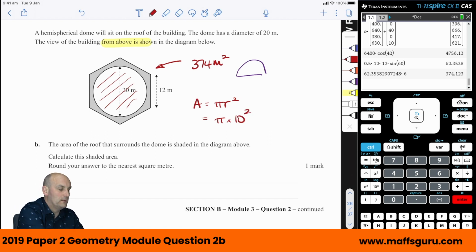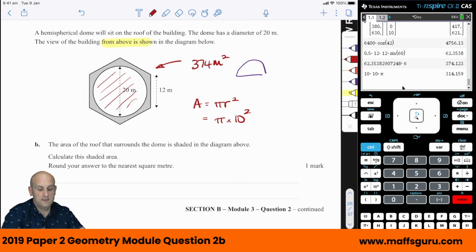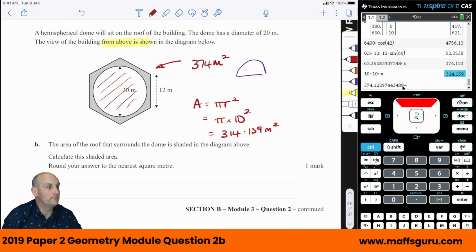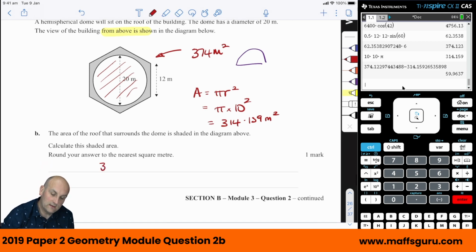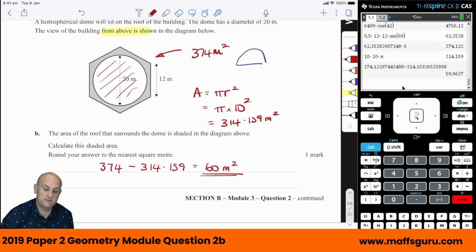So if I do 10 times 10 times pi, that gives me 314.159 square meters. That's the area of the circle. We're now going to take that away from 374, so I'm going to subtract that from that one there. That gives me 60 square meters. I don't have to write down the calculator steps: 374 minus 314.159 gives me 60 square meters, correct to the nearest square meter.